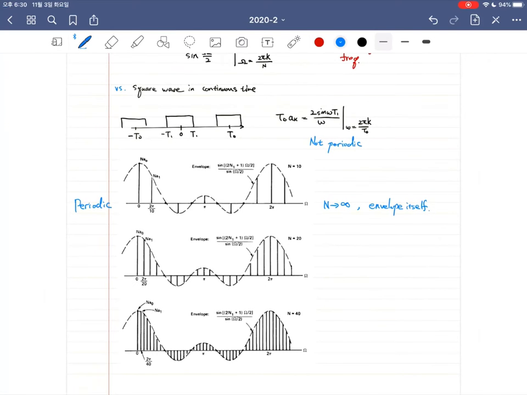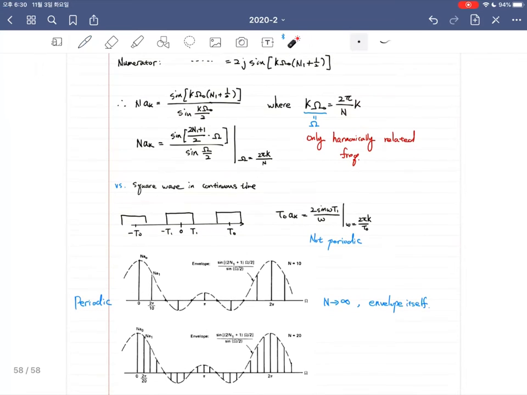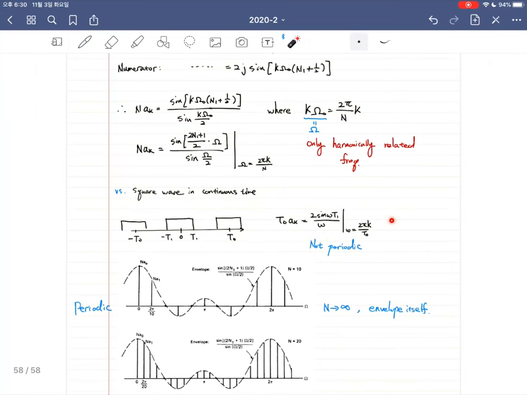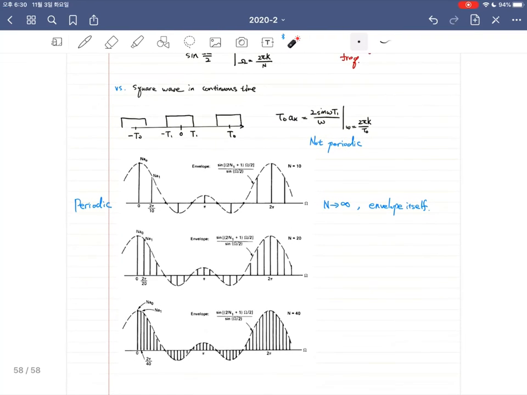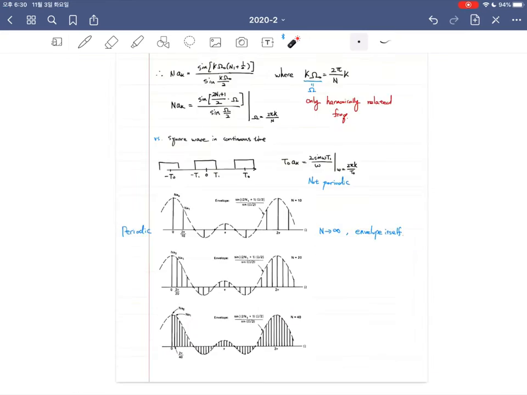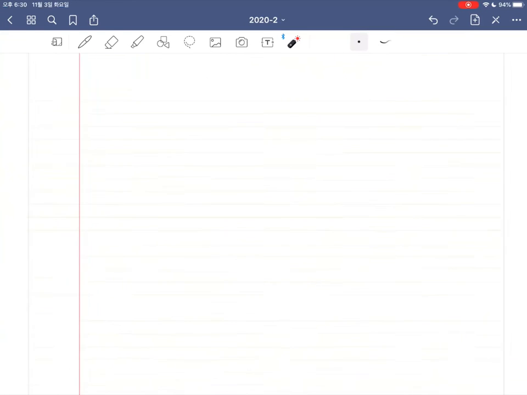Okay. So please remember that with the continuous time, it's not periodic, but with discrete time, the Fourier series coefficients have the periodic property. And also, as N increases, this gets denser and denser, we observe this property also in the continuous time.